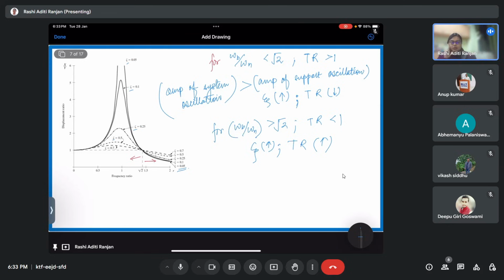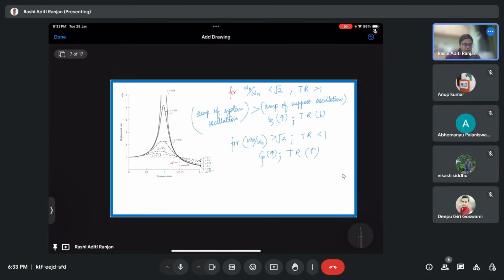So this exercise was designed in order to know how the system is going to behave when you have a support oscillating and your system is mounted on that support, and how you would design the system in such a way that you get lesser transmission of the vibrations.